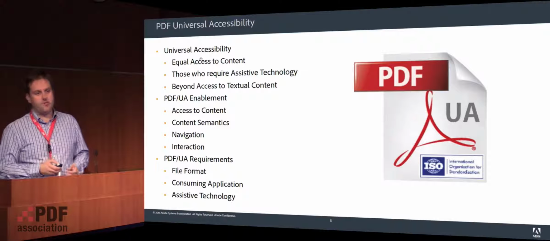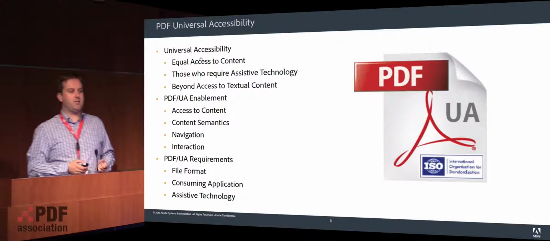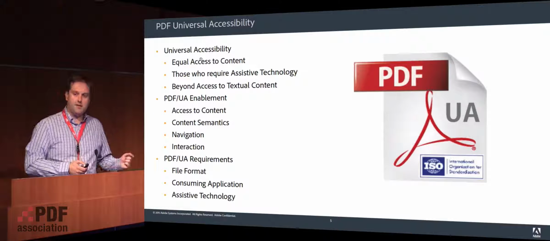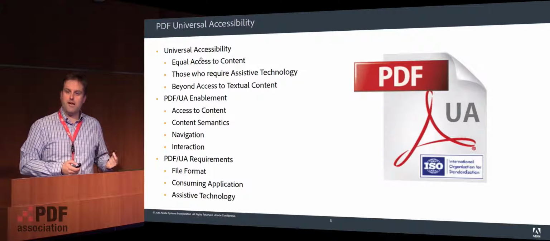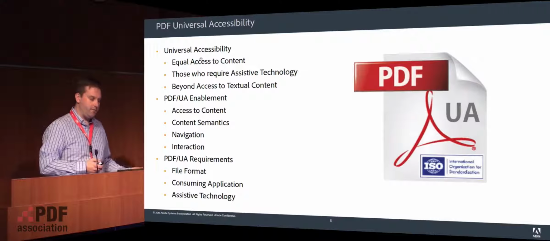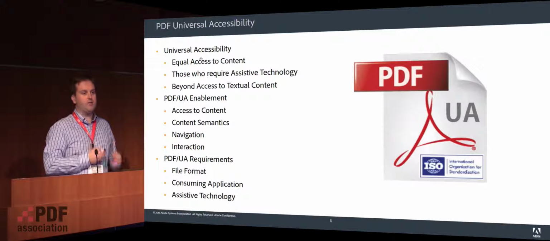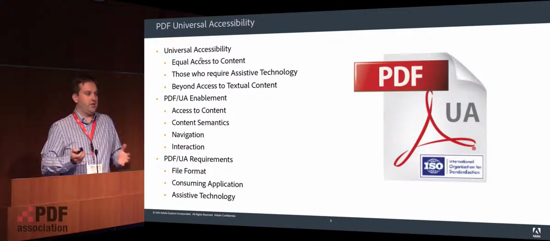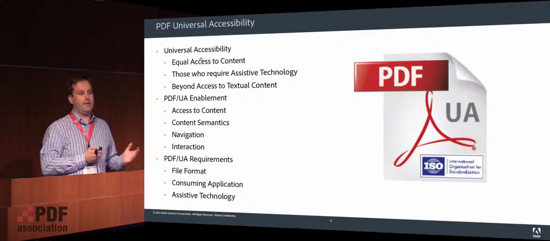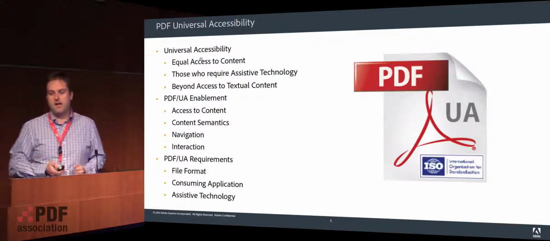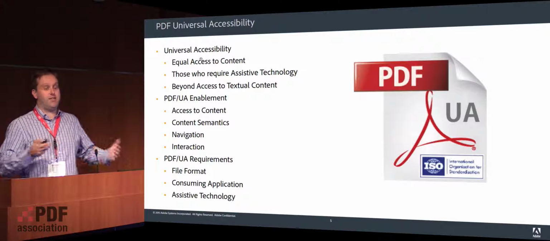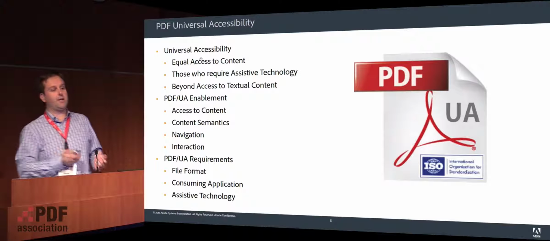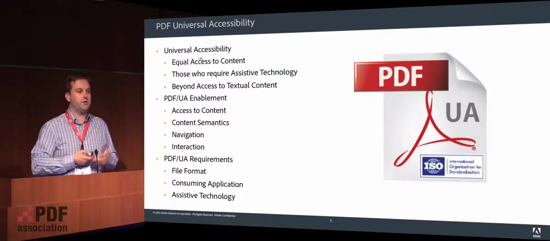PDF/UA itself achieves this through 3 mechanisms. It specifies requirements on file format, such that things writing PDF produce good, accessible PDF. It tells you what you as a consuming piece of software must do with that PDF to make sure it's accessible. And it also provides provisions for this assistive technology that's interacting with a consuming application to talk to that and do something with it.